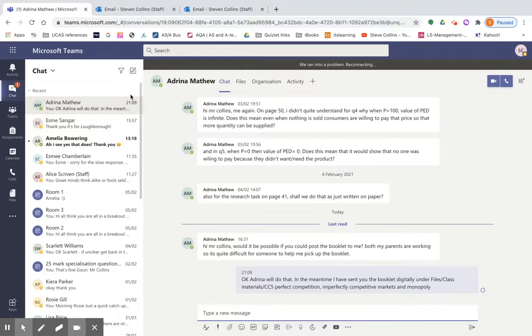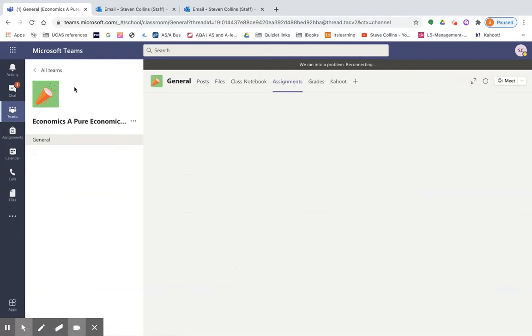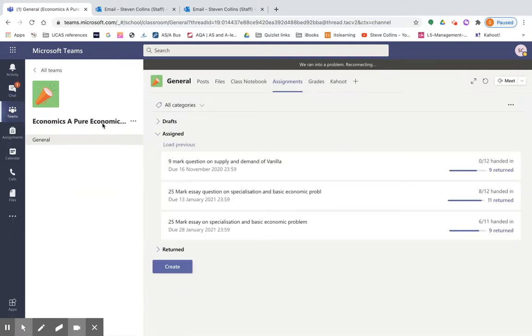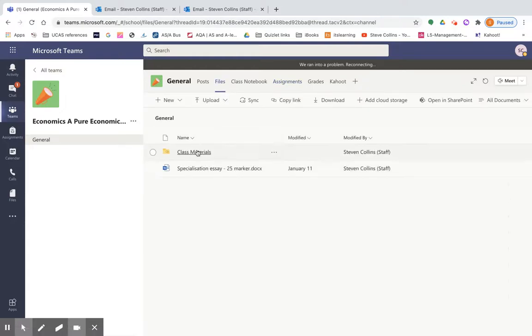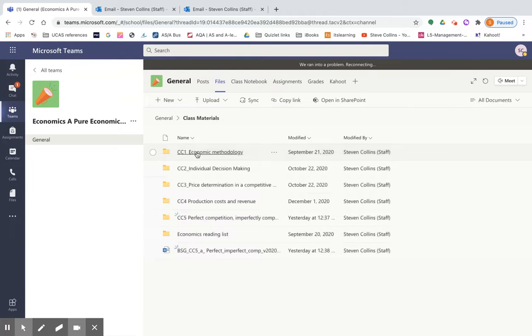If you go into your Microsoft Teams area, and this actually happens to be, let's just go into the correct part, to go into Teams, go into all Teams. Well, we don't need to because we're actually in Economics A pure. Okay, and you can see these are some of the assignments that you've done previously. If you go into Files, then click on Class Materials. You will then see there is now a new folder called CC5 Perfect Competition, Imperfectly Competitive Markets and Monopoly.